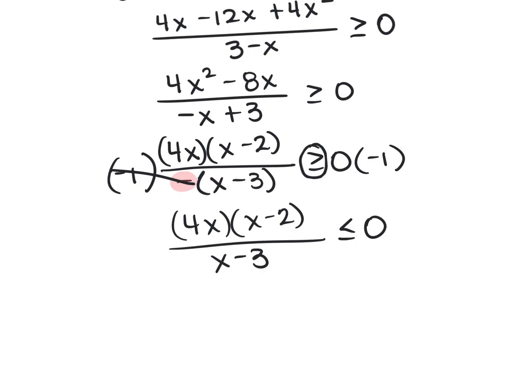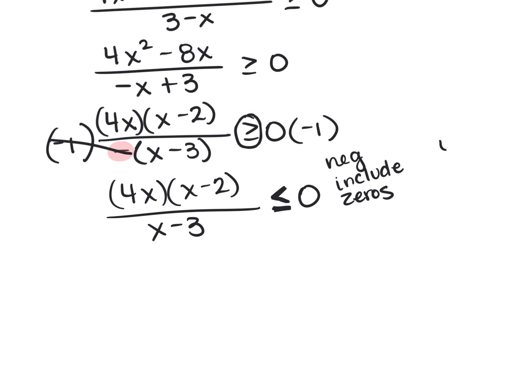All right, so I have all the things to find. So if this is less than 0, I'm looking for negatives. If it has the line under it, then I include my zeros. Then we talk about our excluded values. So this one only has 1. It's when x minus 3 is equal to 0, so it can't be that. So I have x cannot ever be equal to 3.